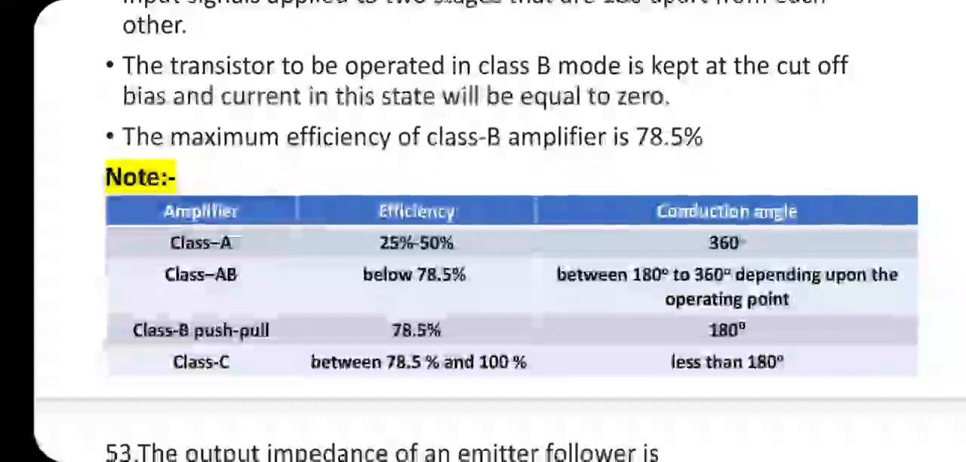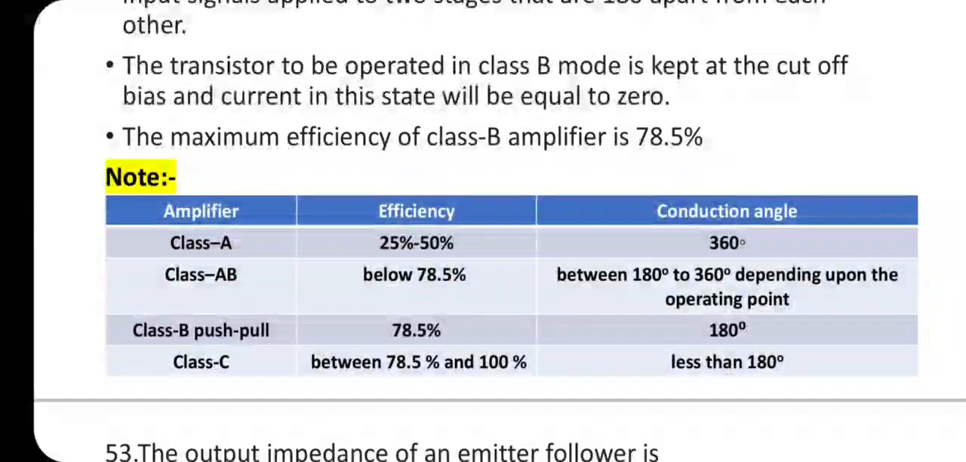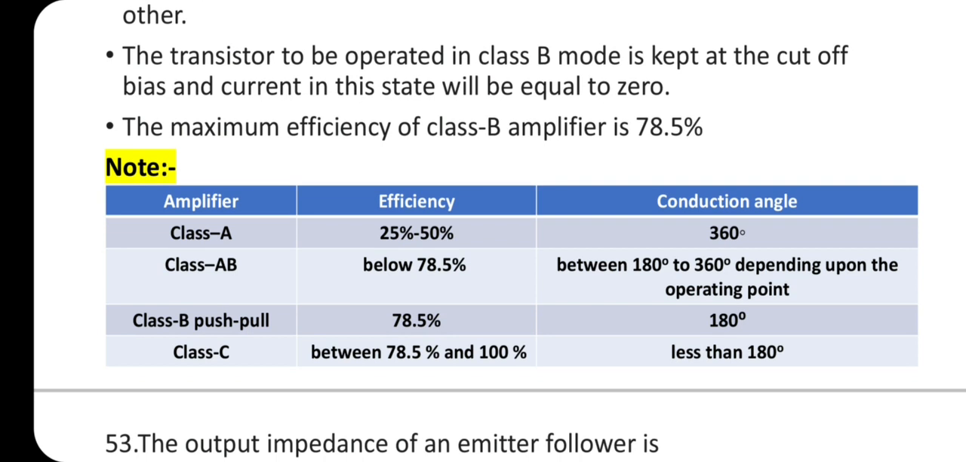78.5%. Note: amplifier, its efficiency and its conduction angle. For Class A, the efficiency is in between 25% and 50% and the conduction angle is 360 degrees. Class AB amplifier, its efficiency is below 78.5% and the conduction angle is between 180 degrees to 360 degrees depending upon the operating point.